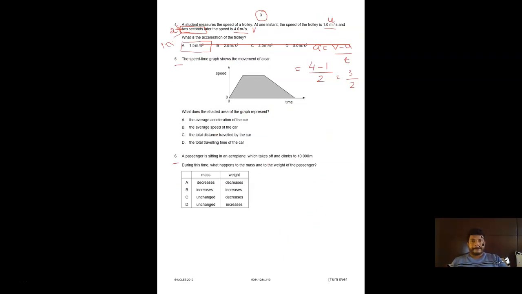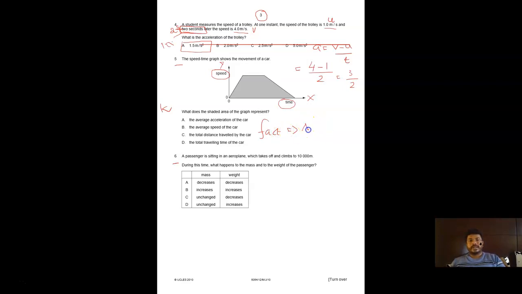Next, question number 5, same kinematics. The speed time graph shows the movement of a car. Whenever a graph is given, first you have to note down the names of the two axes. This is the speed time graph. What does the shaded area of the graph represent? This is a fact question.